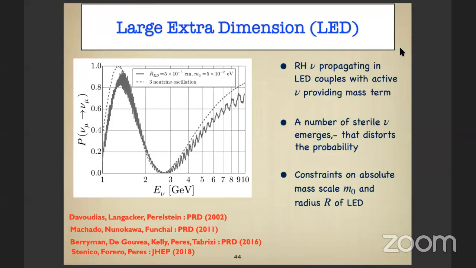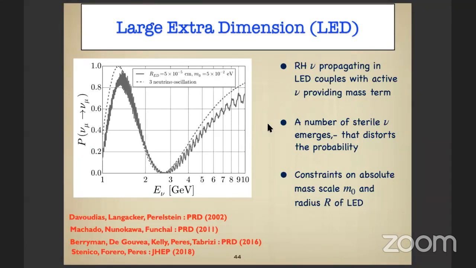Briefly speaking, the theory is basically that a right-handed neutrino propagates in the large extra dimension, and it couples with the active neutrino, providing a Dirac mass term. And there is a process called compactification through which a number of sterile neutrinos appear in this theory. Okay. And the presence of a large number of sterile neutrinos basically distorts the probability, as you can see. The dashed line here is the standard nu mu going to nu mu probability. And this distorted probability is basically that in presence of LED with these assumed values of the LED parameter.